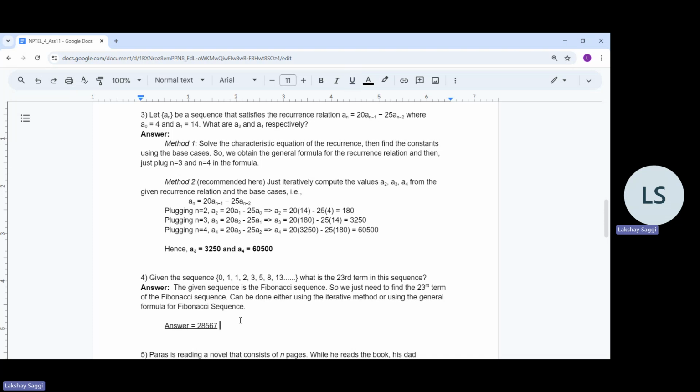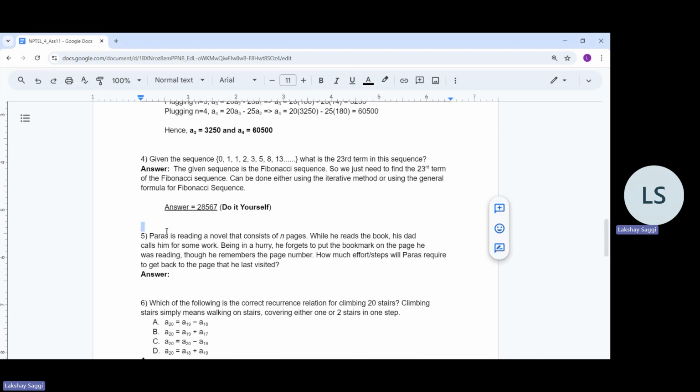Do it yourself. This question was just to remind everyone about what the Fibonacci sequence is. So yeah, now maybe we can move on to the fifth question.